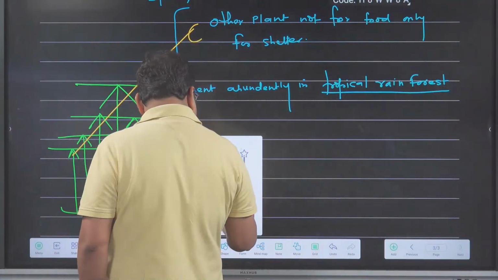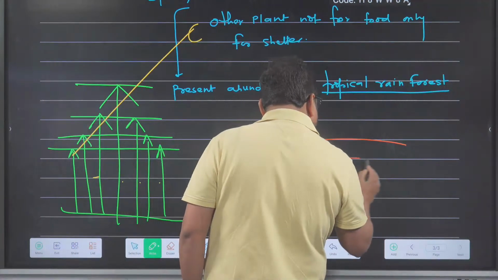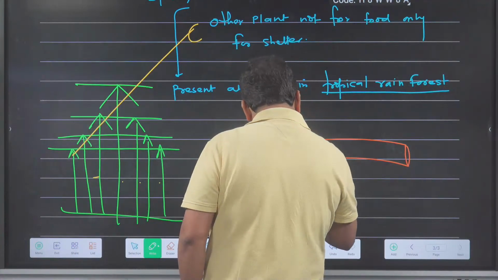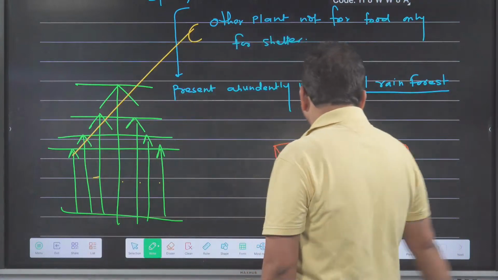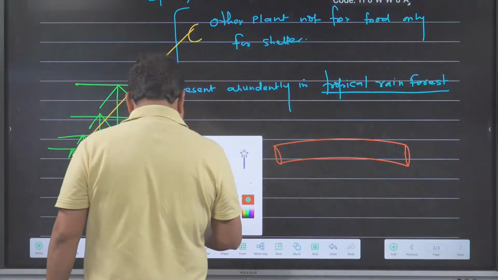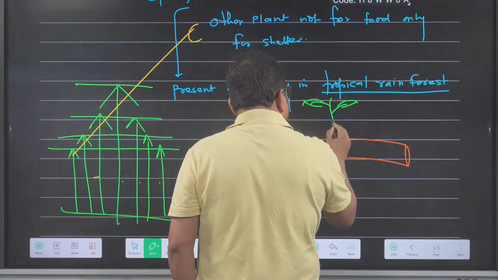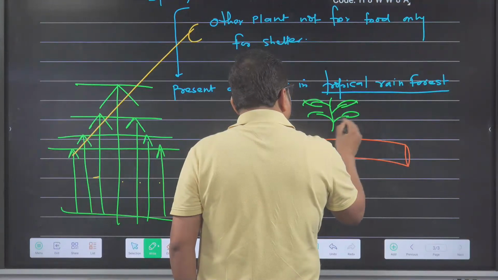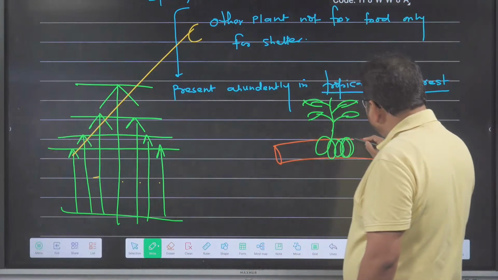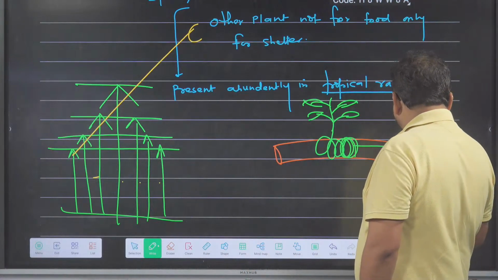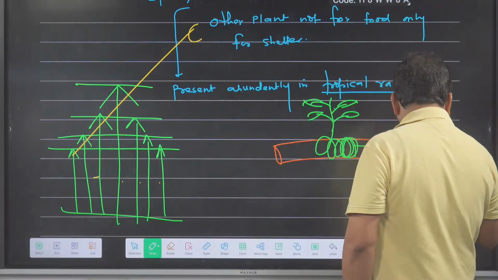So what do some plants do? They grow on the branch of another tree. The purpose is to get exposed to sunlight. When I grow on the branch, I will get what basically? Sunlight. So some plants grow on the branch of another tree. Suppose here is a plant growing on the branch of another tree, and for holding, they wrap the root like this. These roots help in holding the plant on the stem. So it is called clinging root.